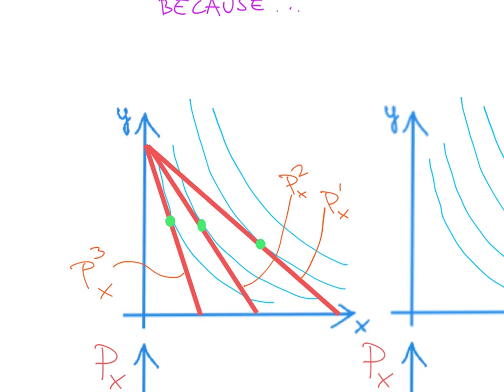By the way, what can we say about the relationship between these? PX1 is less than or greater than PX2. It's more or less. The price of X is less. Yeah, so the price of X went up from P1 to P2 and then to P3. Okay.